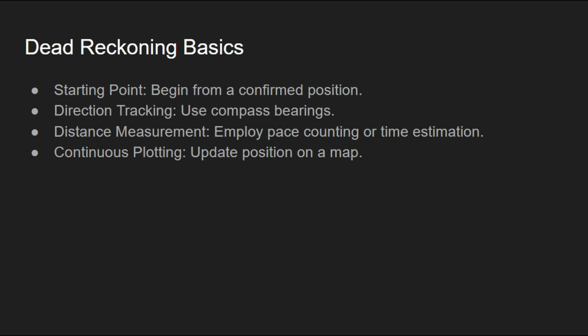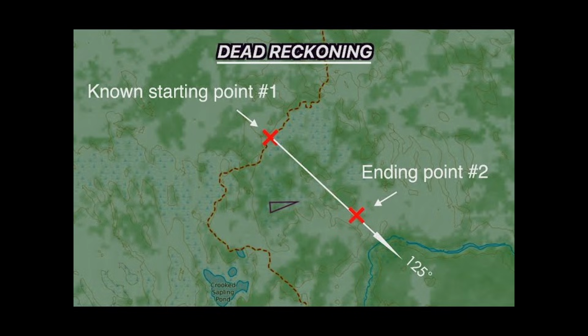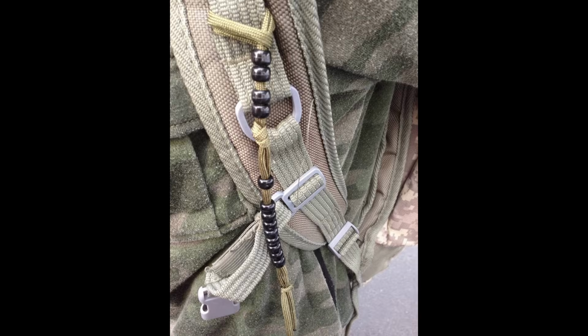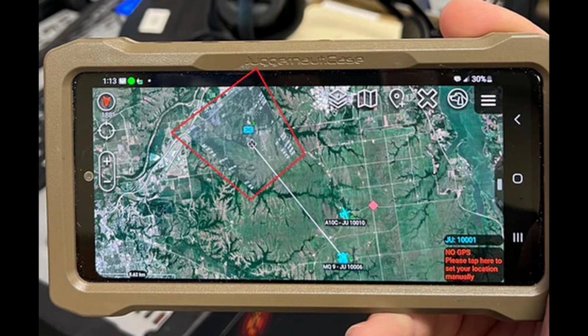Dead Reckoning relies on 4 principles. Your starting point, which is when you're beginning from a confirmed, known position with a marked coordinate or landmark, as well as direction tracking, which maintains accurate compass bearings to stay on course. Distance measurement is using pace counting or time estimation to track how far you've traveled. Continuous plotting involves regularly updating your position on a map to monitor progress.